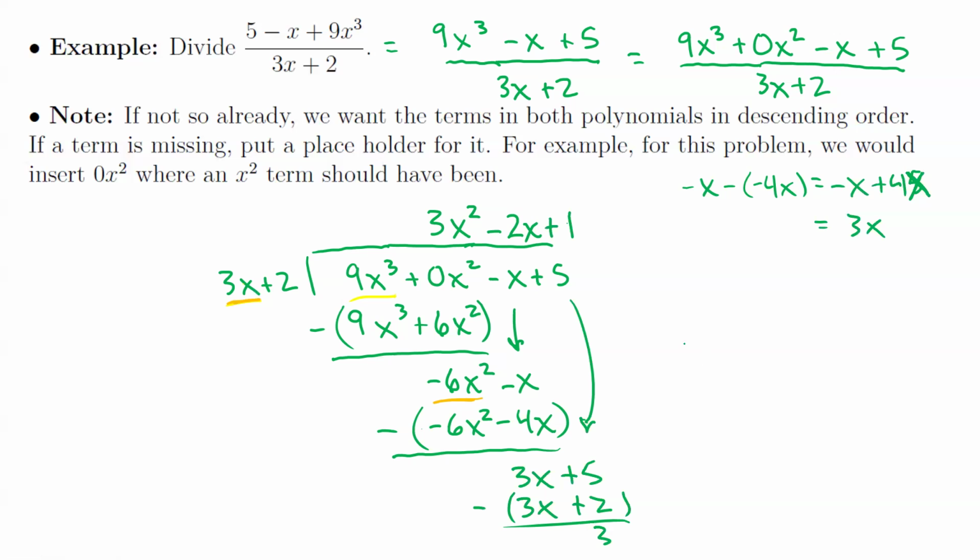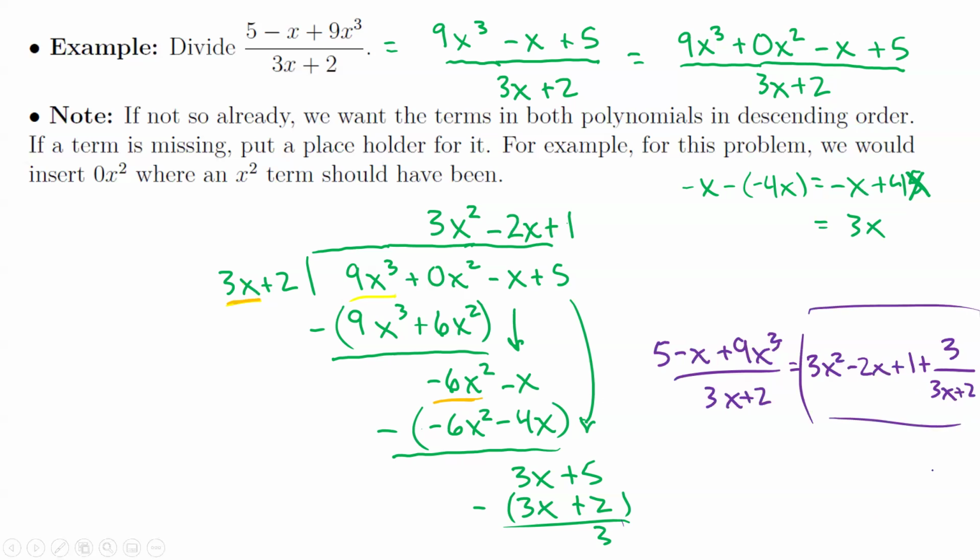So our answer here is, so we had originally 9x cubed, excuse me, minus x plus 5 over 3x plus 2. That's going to be 3x squared minus 2x plus 1 plus the remainder, which is 3, over 3x plus 2. So that's how I would write that answer.